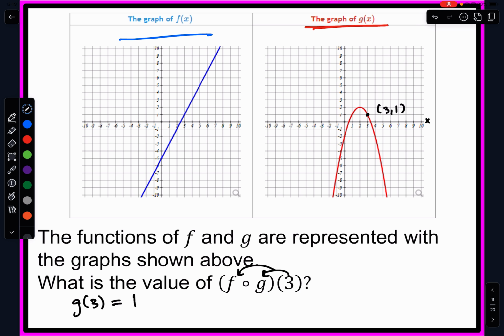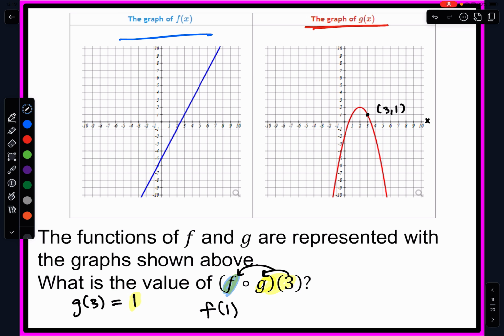And what we're going to now do is get that answer that we got from here, this output value, which is this, and we're going to plug in that answer into f. So now let's evaluate f when x is 1.